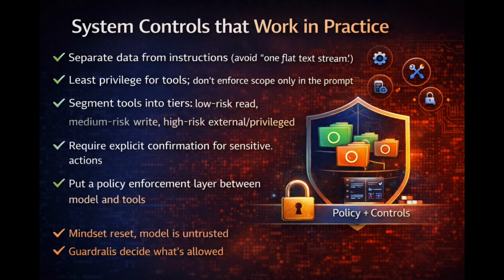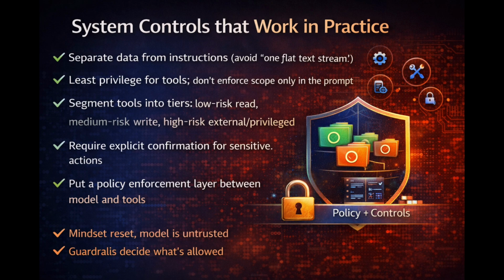Now we get to the practical controls. First, separate data from instructions. Untrusted content should be clearly labeled and handled as data, not silently mixed into the same channel as system policy, because a flat text stream makes everything look equally authoritative. Second, enforce least privilege for tools in the system, not in the model. For example, a procurement summarizer shouldn't have access to security incident repositories, and a search tool shouldn't return full documents when excerpts will do. Third, segment tools by risk.